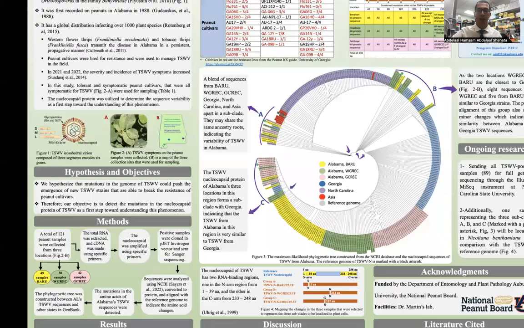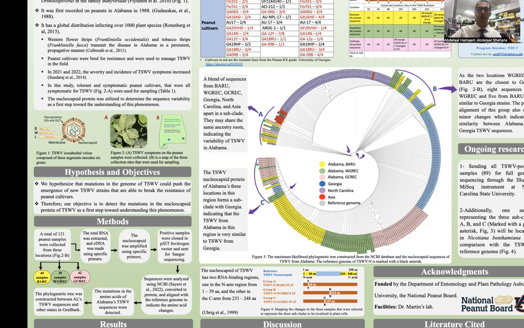So all the samples were carried to the lab, and then the whole RNA was extracted. The cDNA was made using specific primers, and then the nucleocapsid was amplified using specific primers. After that, all the positive samples were subjected to purification using the purification kit that we have in the lab. After that, they were cloned in the pJET vector. After that, they were transformed in E. coli competent cells, and then we sent 2 colonies from each sample for sequencing.